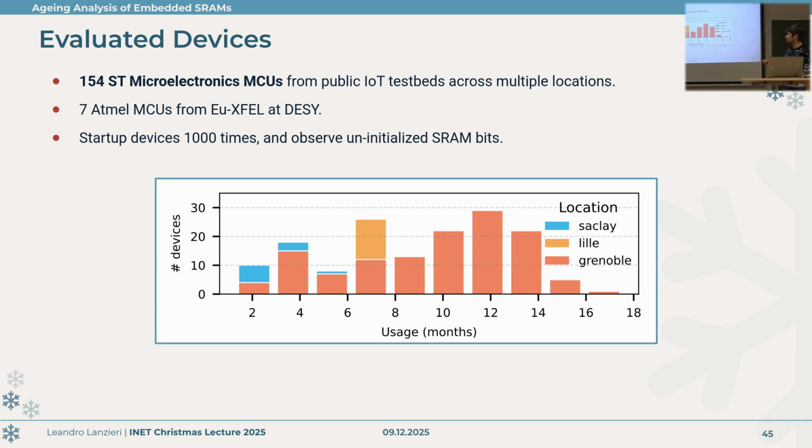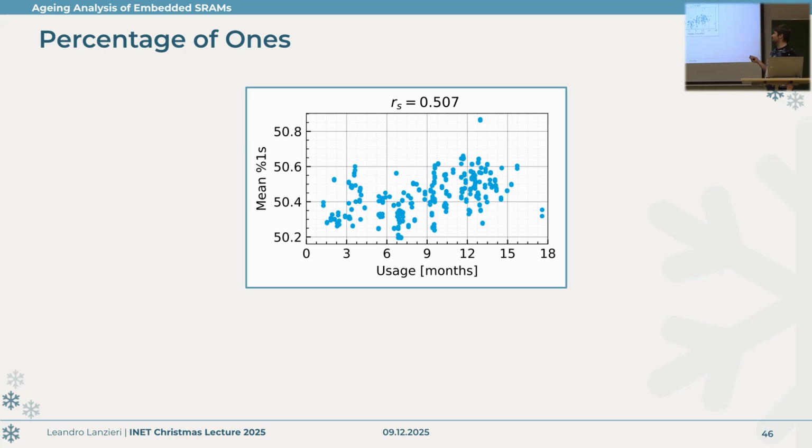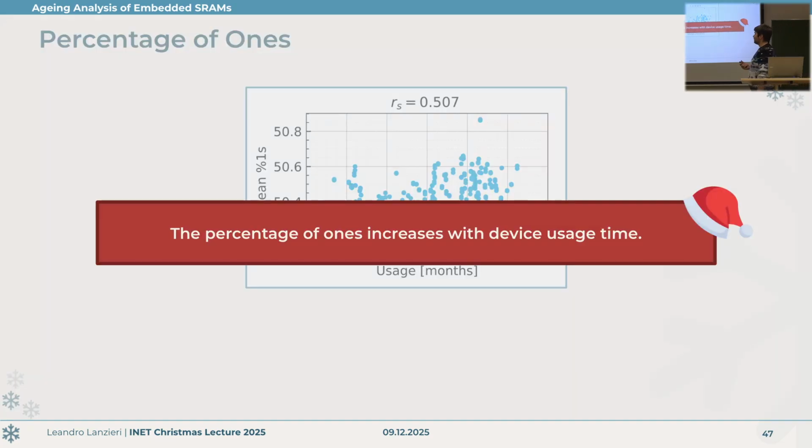And we basically looked at all of the bits and calculated different features from this. So if we start calculating the amount of ones that we have, depending on the usage time of the devices, we can see there's a slight trend here towards having more percentage of ones, so more ones in the SRAM as devices age. Here on top we can see the correlation between the two variables. So we observe this also in other values of percent of one, not only in the mean, but also the maximum and the minimum. And from this we conclude that the percentage of 1 increases as we expected with the device usage.